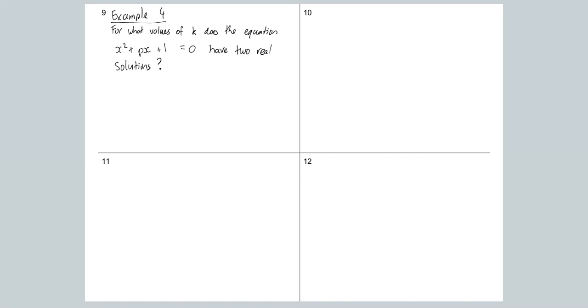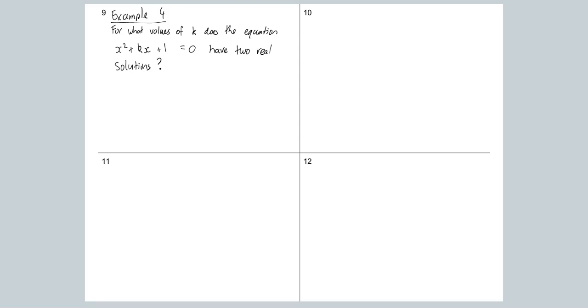Hello, in the last video, we had a look at an example where we were trying to find the values of P for which an equation had two real roots. In this example, let's have a look at a different one, somewhat simpler in some ways, but somewhat harder in others. It's what I promised at the end of last video.